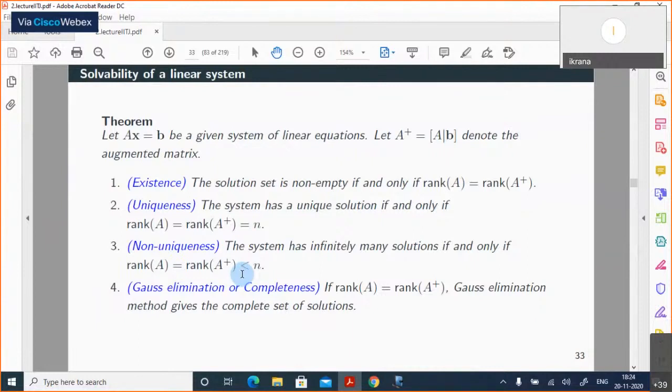So this is just a convention we make so that we can put it in an algorithm and everybody understands. The variables other than the pivotal variables are given arbitrary values, and the pivotal variable is computed in terms of the other variables. So this gives a complete set of the Gauss elimination method. So this method gives a complete solution.